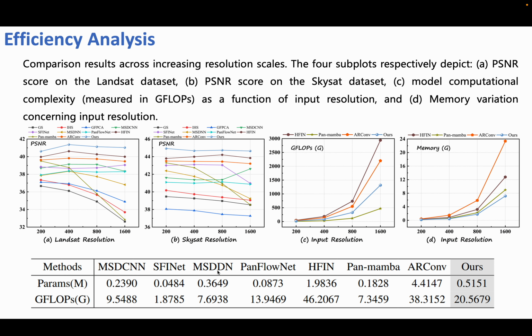Besides accuracy, efficiency is also critical for real-world large-scale remote sensing applications. The GFLOPs and memory curves show that ScaleFormer has more controllable computational growth as resolution increases. This makes it more practical for higher resolution inference without relying heavily on tiled processing.